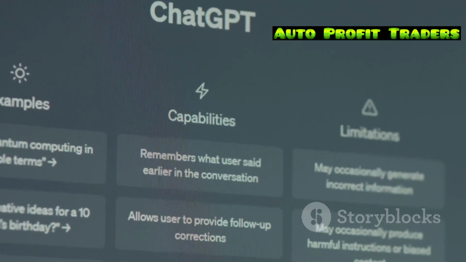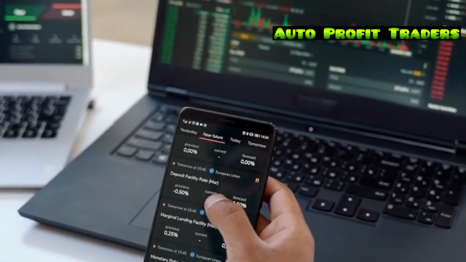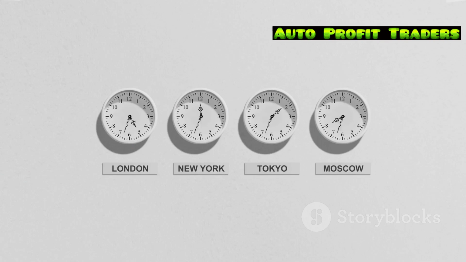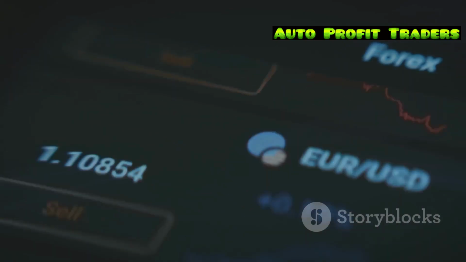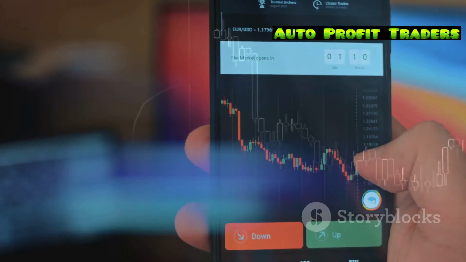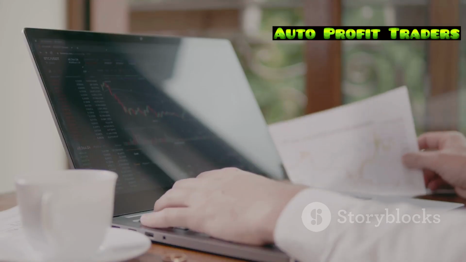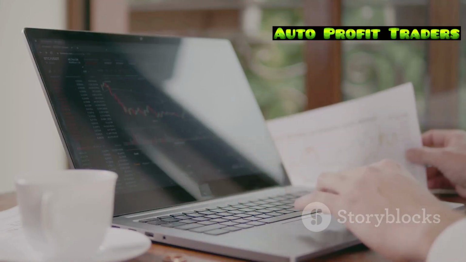Here are 5 golden rules from ChatGPT. 1. Avoid trading during major news events. 2. Skip London and New York session openings. 3. Focus on pairs with strong trends. 4. Risk no more than 2 to 5% of your balance per trade. 5. Don't overtrade. Focus on quality over quantity.